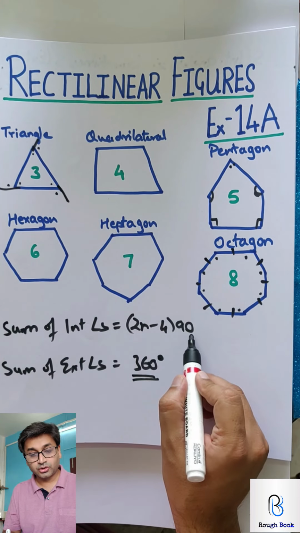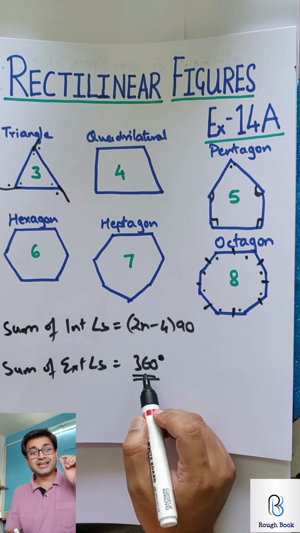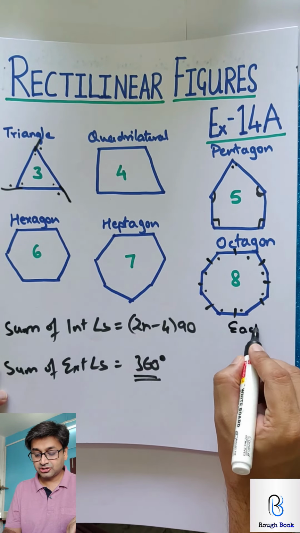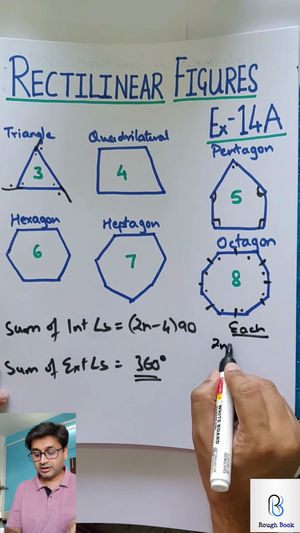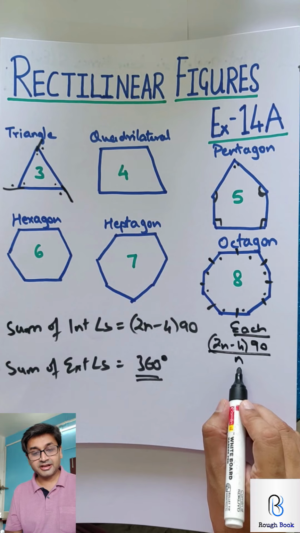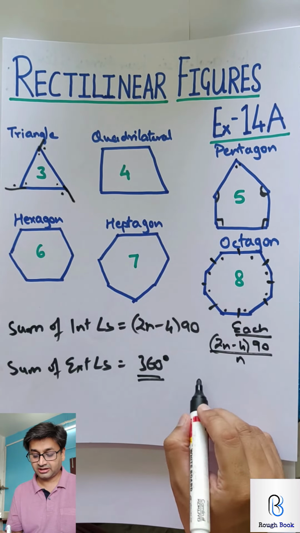Interior: 2n minus 4 into 90. Exterior: 360. How will I get each interior angle? If I want each interior angle, then it will be 2n minus 4 into 90 by n, where n is the number of sides. When I divide by the number of sides, I will get each interior angle.